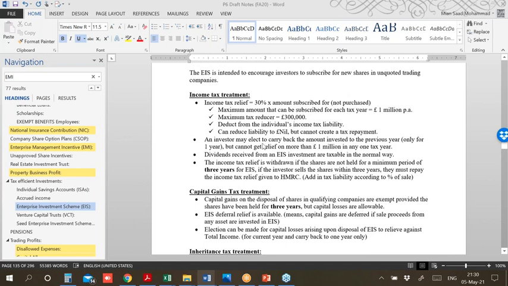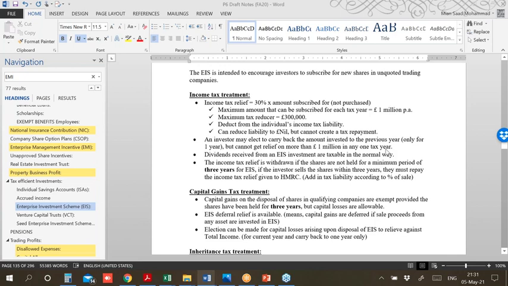But is there any hope? Yes, there is. An investor may elect to carry back the amount invested for the previous 1 year only, but cannot get relief on more than 1 million in any one tax year. So if there is any amount left, you can deduct that amount from your previous year's tax liability. In that way, your previous year's tax liability will be reduced.